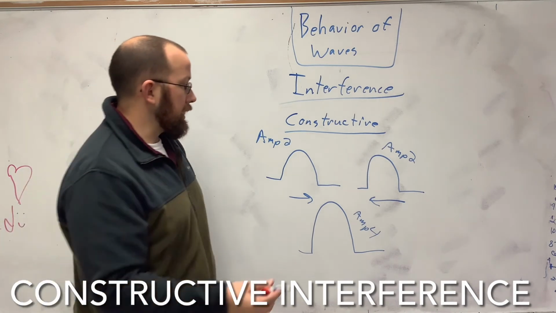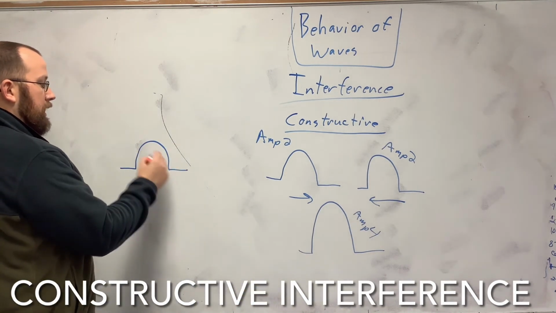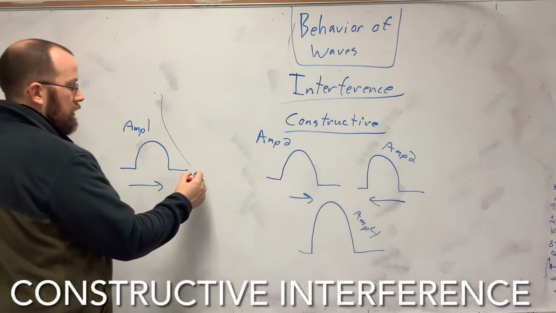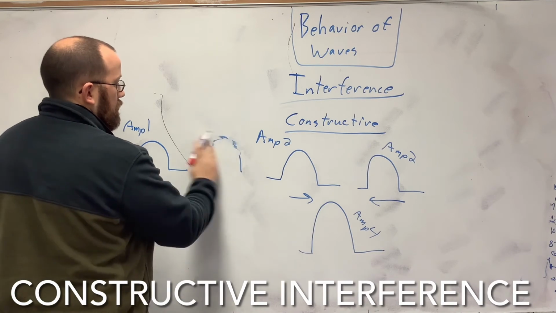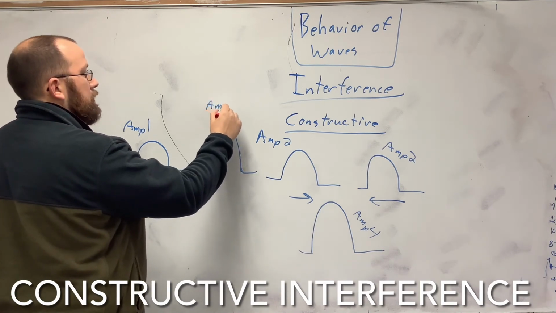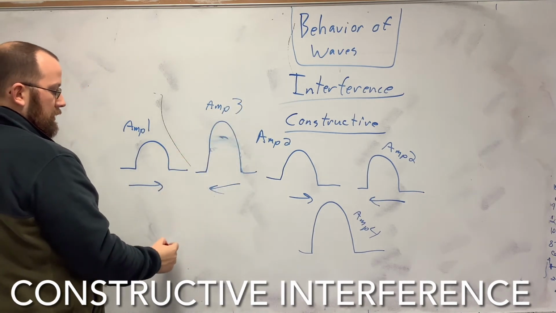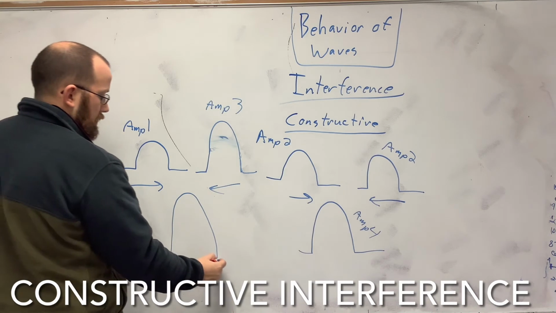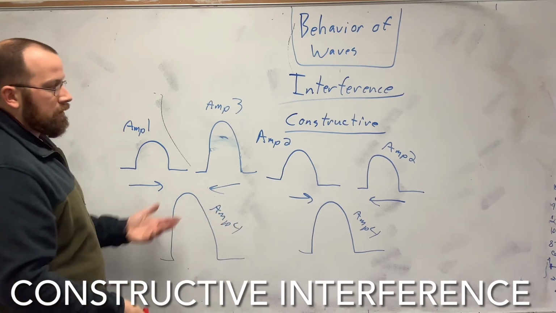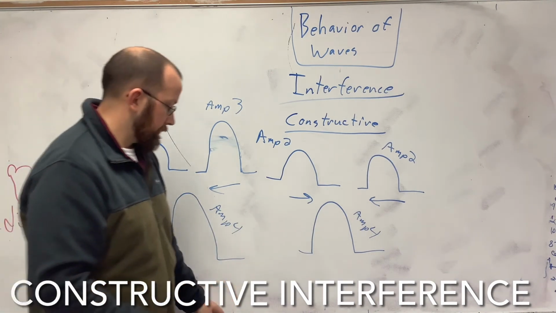Another example would be if I have one over here that has an amplitude of 1 going this direction, and then I have one over here that has an amplitude of 3 going this direction. When these two crests hit, they'll give me a wave that has an amplitude of 4. So that's constructive. You're just adding them together, basically.